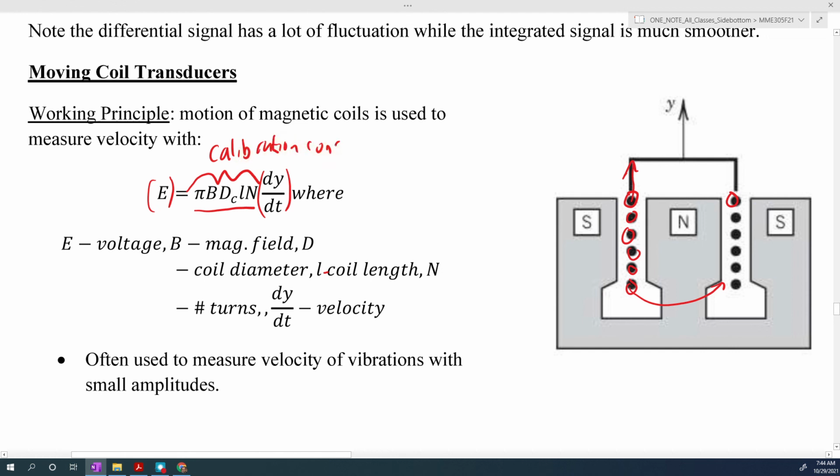Using that calibration constant and the output voltage, you can estimate the velocity. In the next video, we're going to talk about how we measure angular velocity, which is probably most important for understanding motion of motors and other rotary devices.